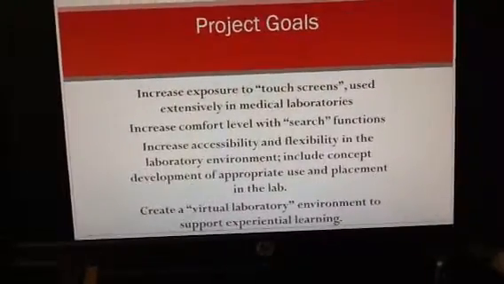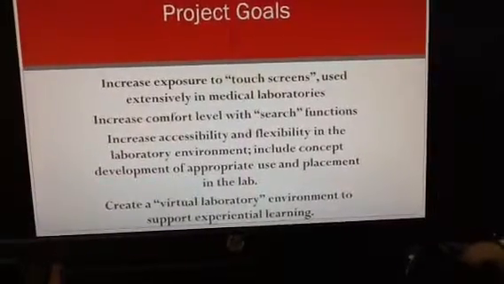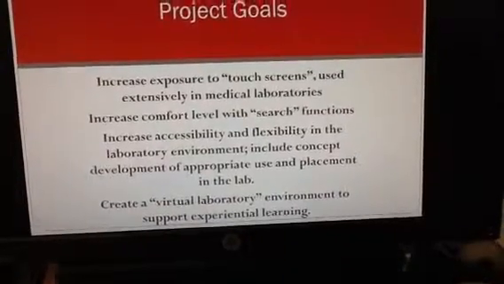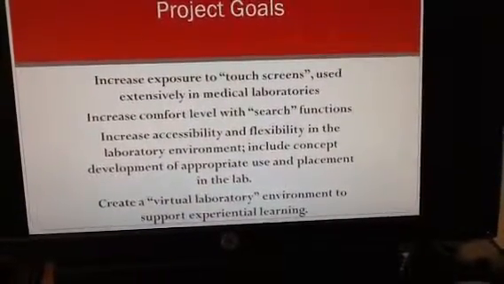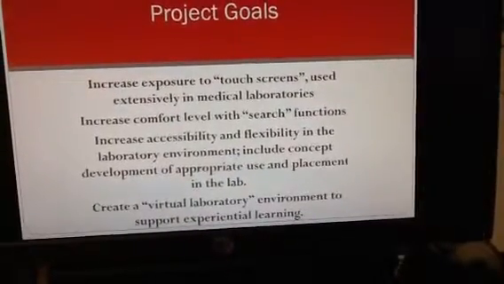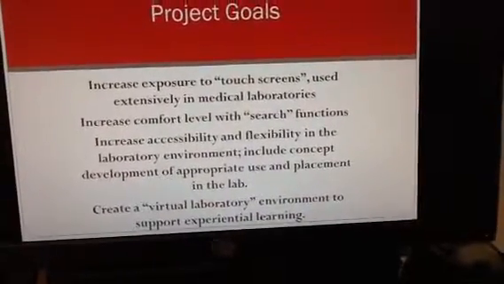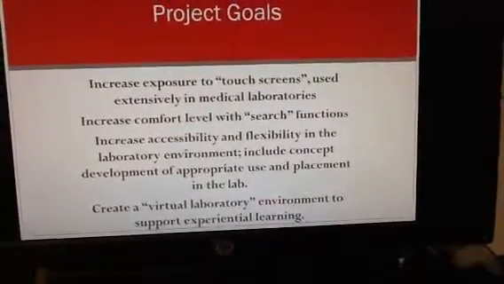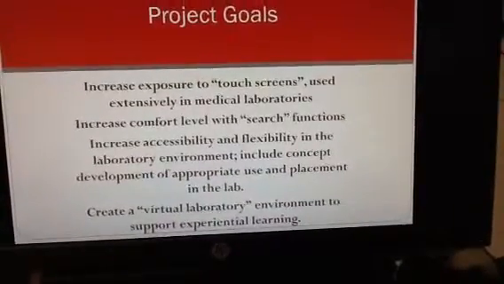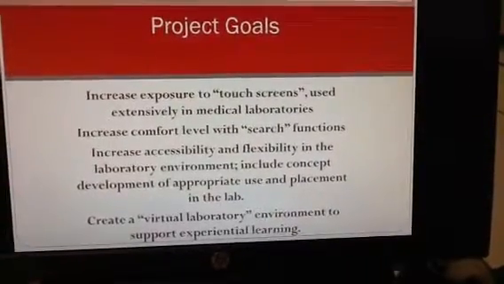So specifically with computerization, clinical sites want an increased exposure to touch screens. Touch screens are used extensively in medical laboratories. They also wanted students to have an increased comfort level with search functions. We want to emphasize to students that you're not just generating a bunch of numbers in the laboratory. You need to be able to assess those numbers for normal and critical values, and you need to be able to go into the system and search for next steps that need to be taken when you see a potentially critical result.